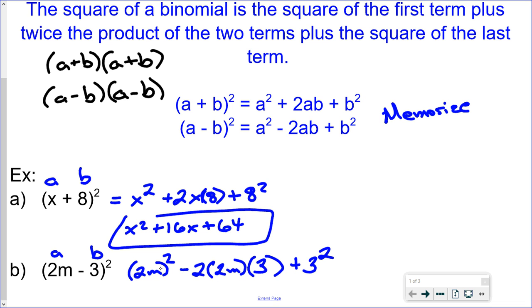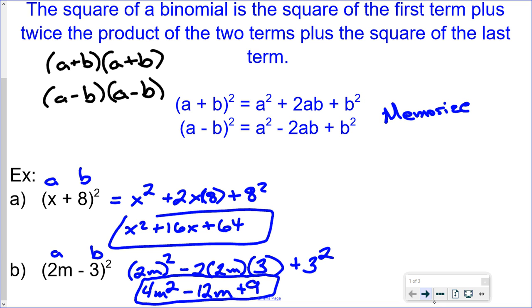So I have a squared, 2m squared, minus, because this minus sign means I use a minus, 2 times the a term times the b term, plus the b term squared. If I simplify this, I get 4m squared minus 2 times 2 times 3, which is 12m, plus 9. And that would be your answer.